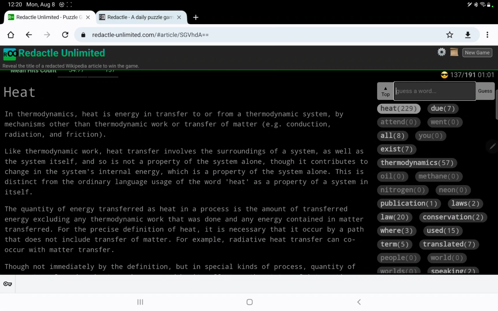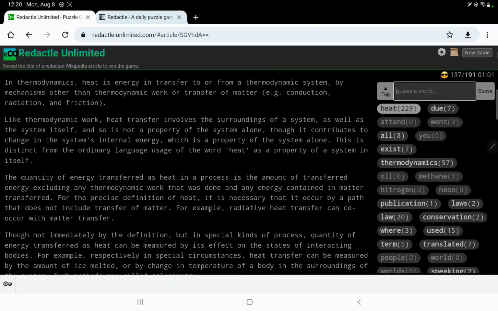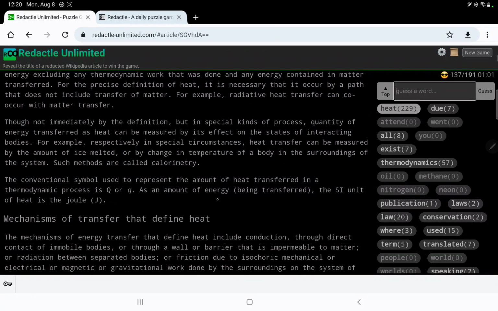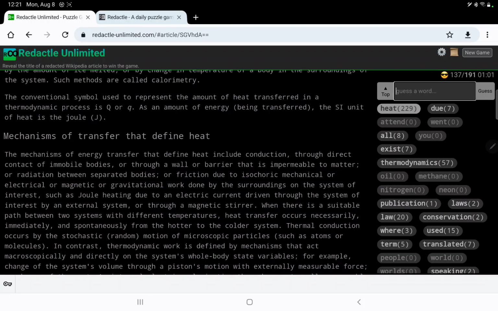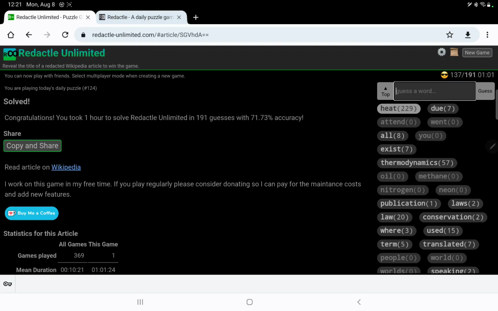I guess maybe I should have tried thermodynamic singular. By mechanisms other than thermodynamic work or transfer of matter. Yeah, that is very specific. Maybe I could have thought of energy and that it gives off heat, but anyway, that was a very disappointing result for today.